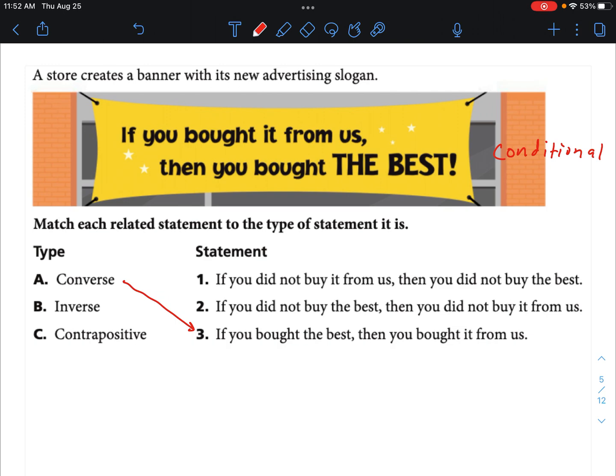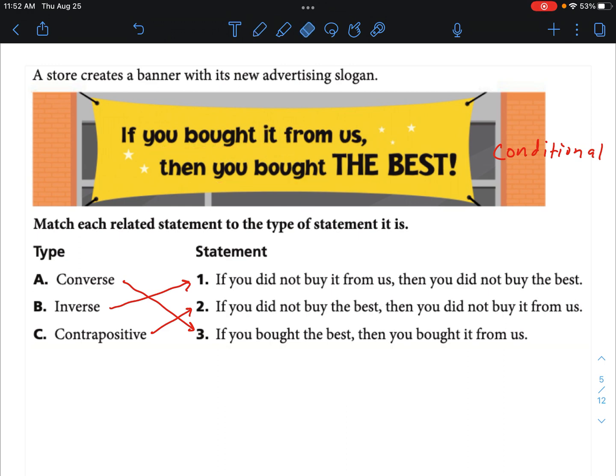The inverse, now we're doing negation. So we're going to take this exact same statement and do the negation. So instead of "if you bought it from us," we're going to change that to "if you did not buy it from us, then you did not buy the best." That would be statement 1. Which leaves contrapositive as number 2, which is negation Q, negation P. So it says, if you did not buy the best, then you did not buy it from us.